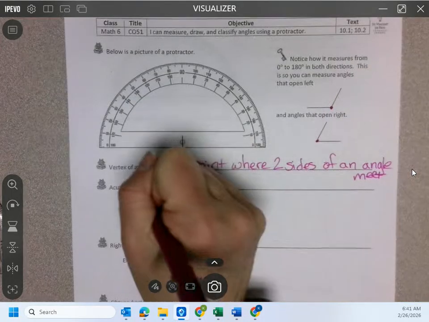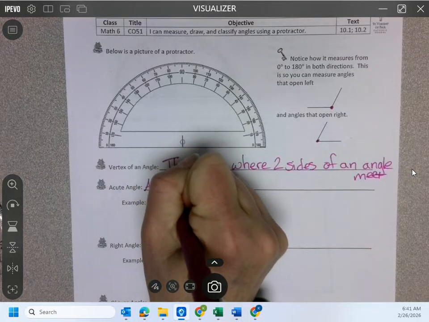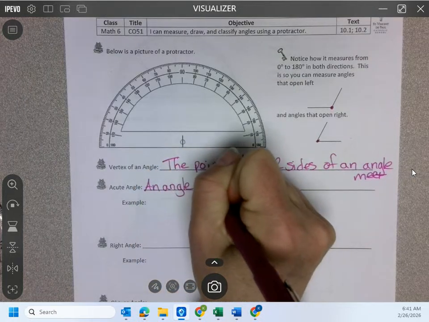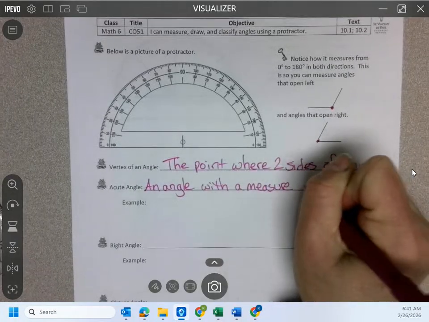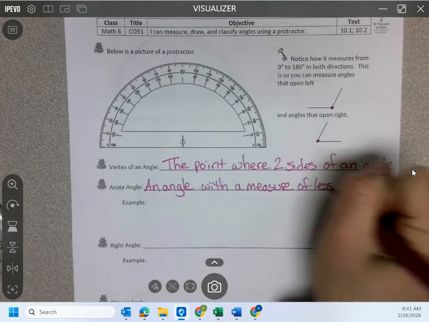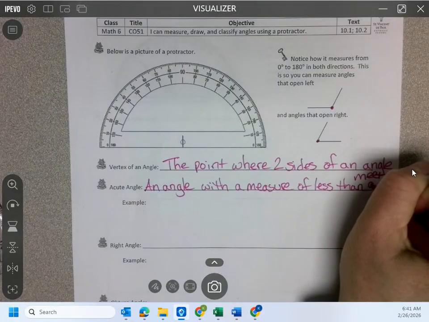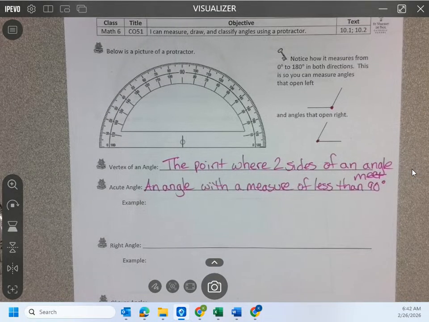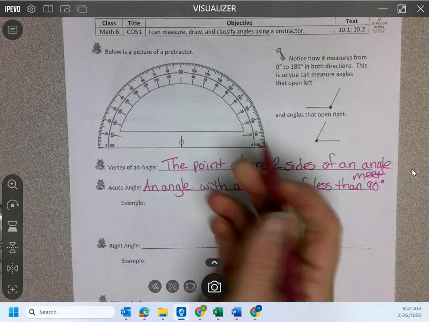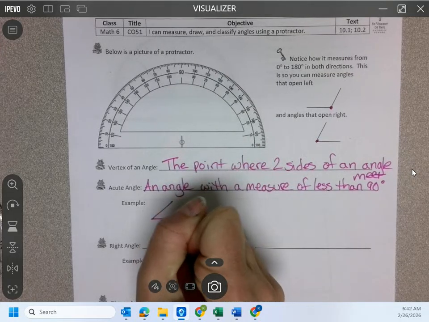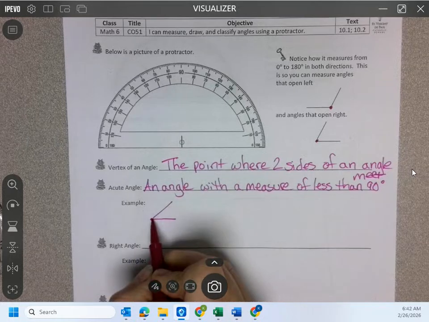An acute angle is an angle with a measure of less than 90 degrees. And we put that little degree symbol there to show that we are talking about an angle. So an acute angle is acute and little. So acute means acute little, less than 90 degrees. An example of what that might look like would be an angle like that. We can see the vertex is here, and we can see it's a little angle.